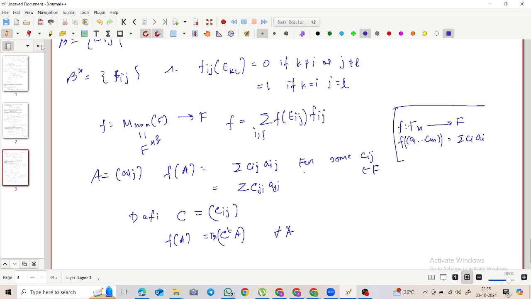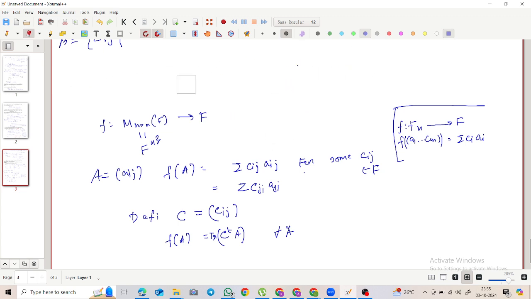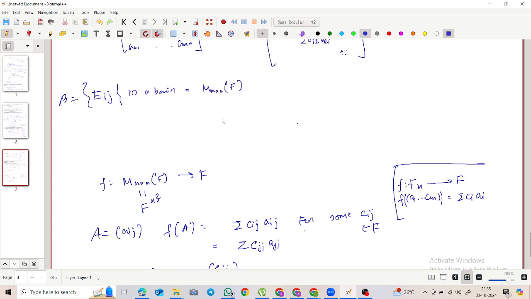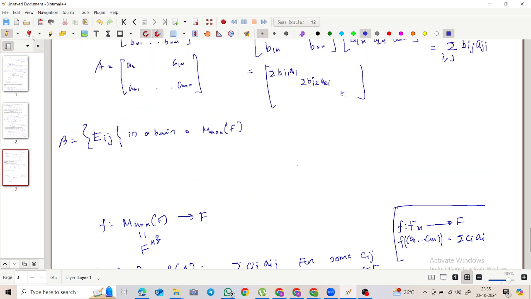We don't actually need this, isn't it? We don't actually need the dual basis and all this stuff. Only this is enough, that any map from F^n to F is of this form. Okay, clear to everyone?